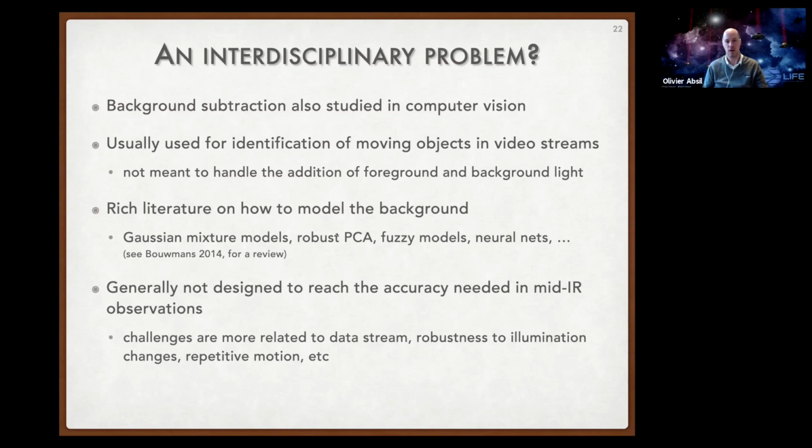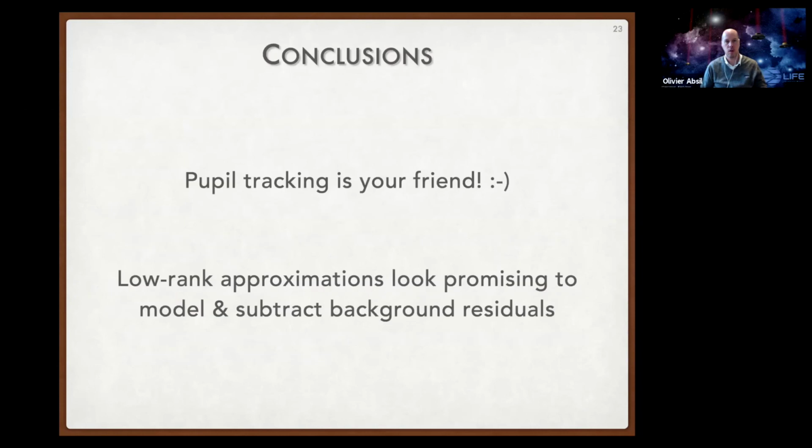In particular, we have been trying robust PCA methods in the field of high contrast imaging with some success, and so you might want to check that out. And so, yeah, I just want to leave you with my 2 take-home messages. Pupil tracking is your friend. You should look at it, it might improve your observations. And low rank approximation also looks like a promising way to model and subtract the background residuals. Thank you.